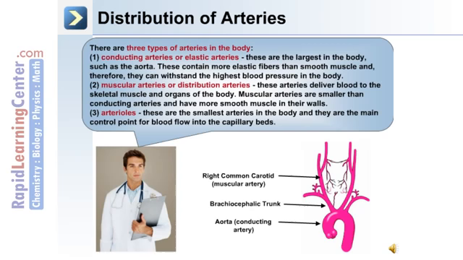Muscular arteries, or distribution arteries, deliver blood to the skeletal muscle and organs. These arteries are smaller than conducting arteries and have more smooth muscle in their walls. Arterioles are the smallest arteries in the body and are the main control point for blood flow into the capillary beds.